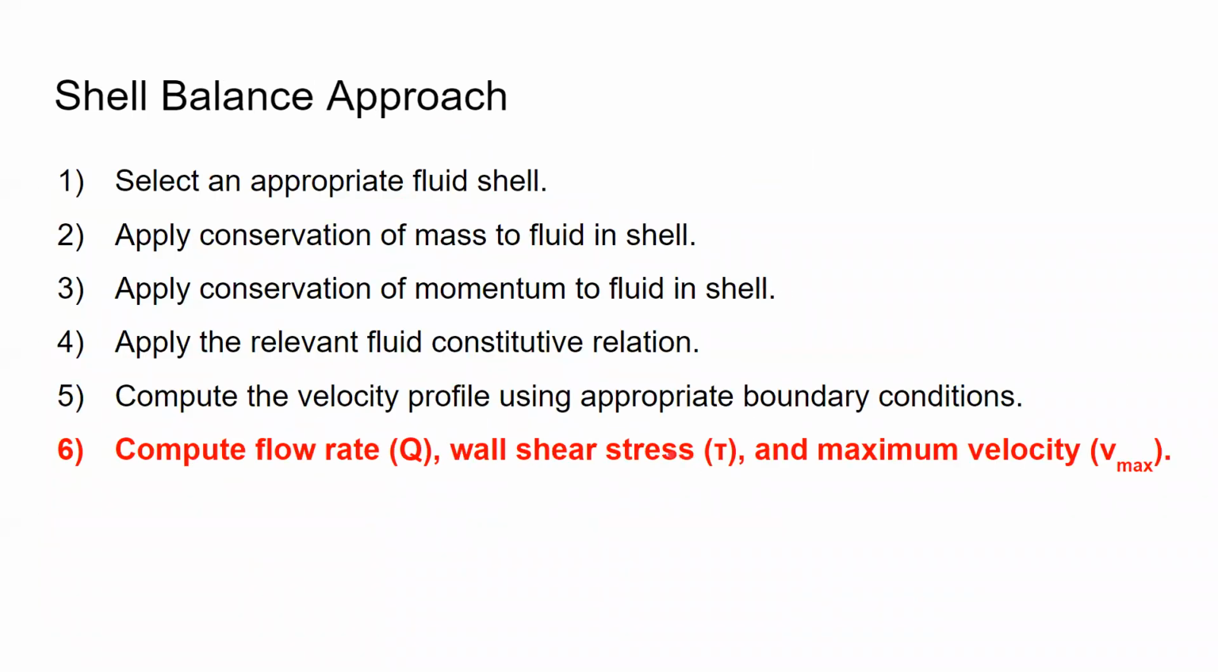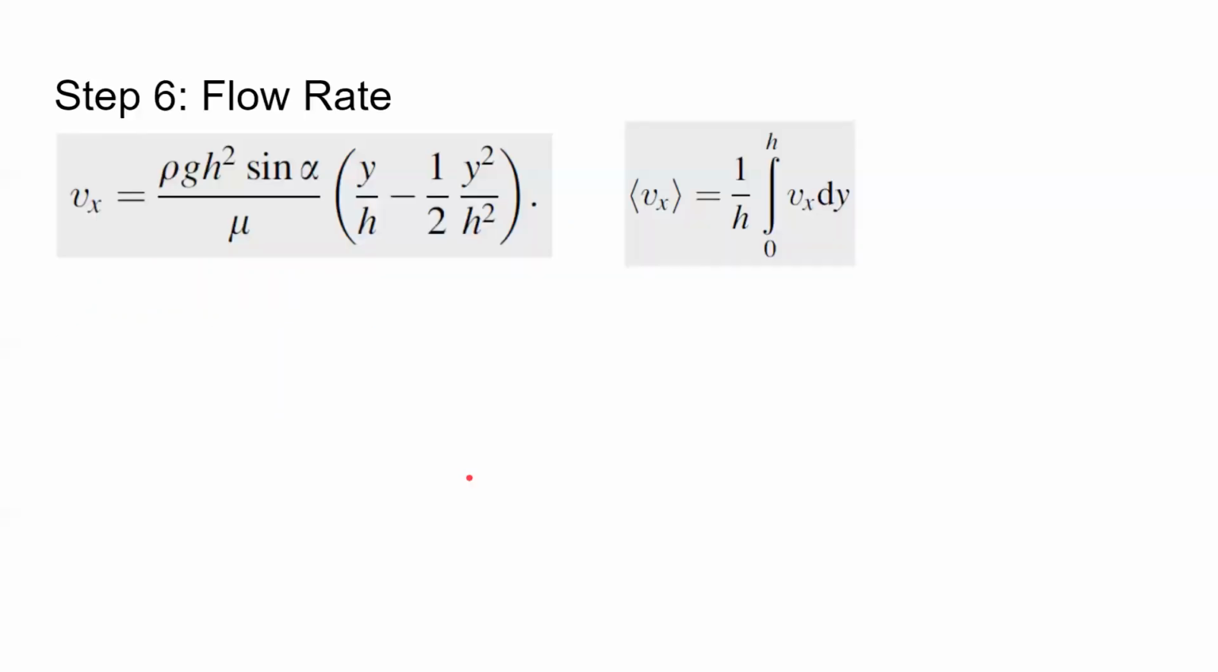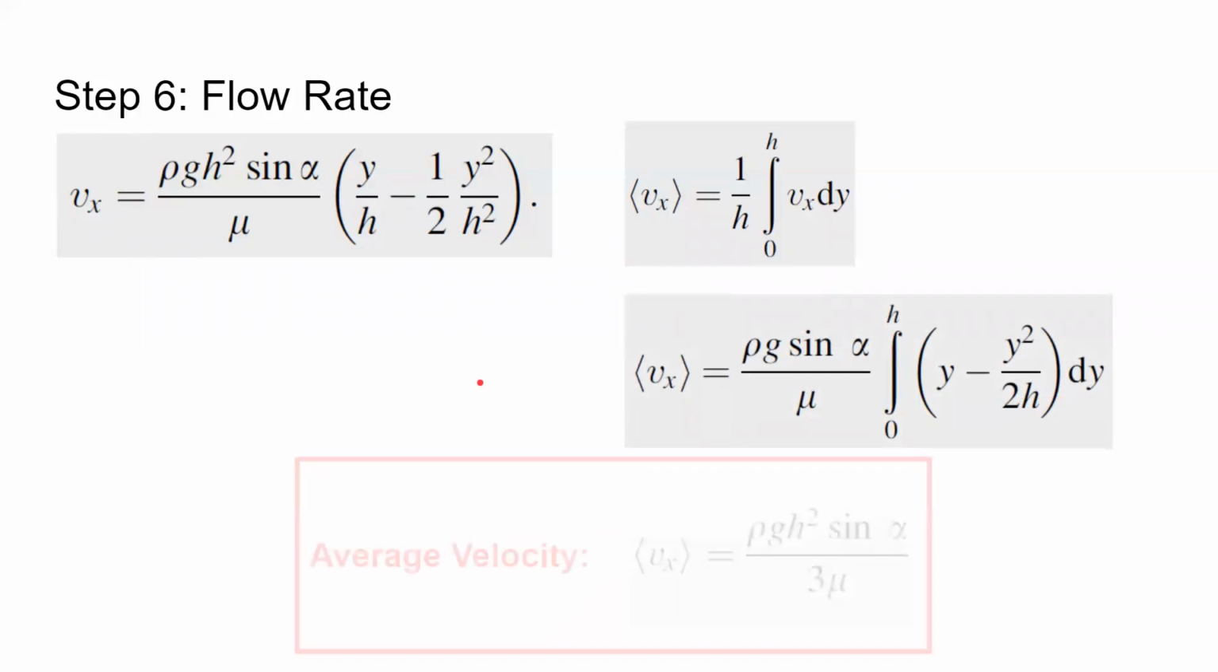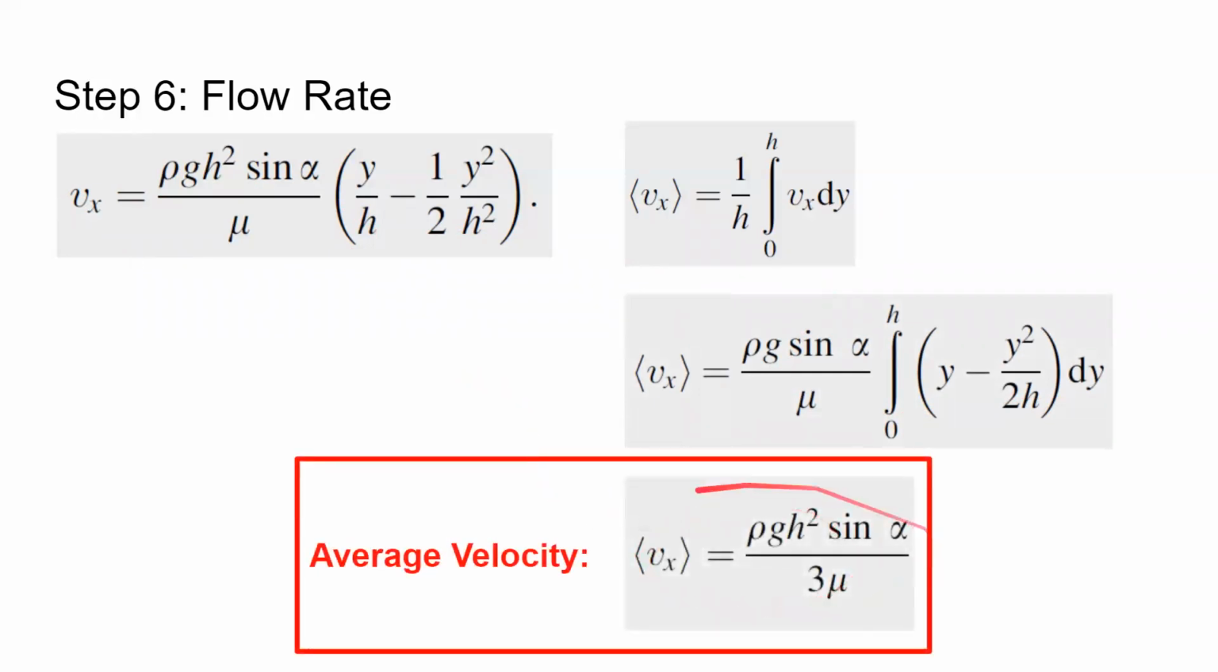Great, now finally we made it to step 6. We have compute the flow rate Q, compute the wall shear stress tau, we already did. And then we have compute the maximum velocity Vmax, which we did. So all we have left is flow rate. Great, so we have our velocity profile and we know the average velocity is this, right? This is how we calculate average velocity. So in the end, we're just plugging in Vx and taking the integral, you can do the math on your own, but then we get our average velocity term.